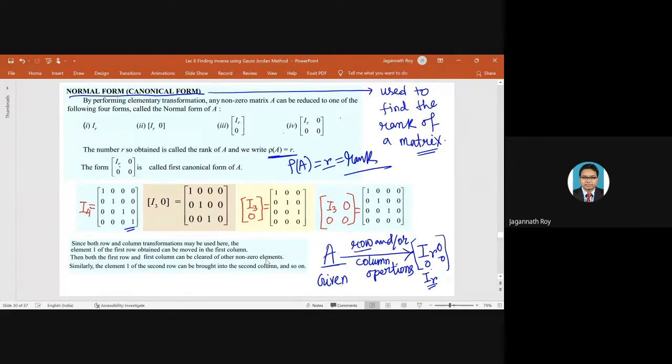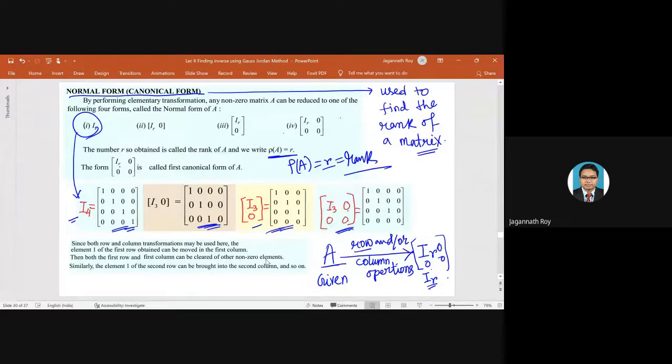Given a matrix, find out the form. If you use the Gauss Jordan elimination, then you will get these forms. So this is I3, 0, 0, 0, of this form. So this is the fourth type. This is the third type. This is the first type, I4. This is the second type example, this is the third type example, and this is the fourth type example.